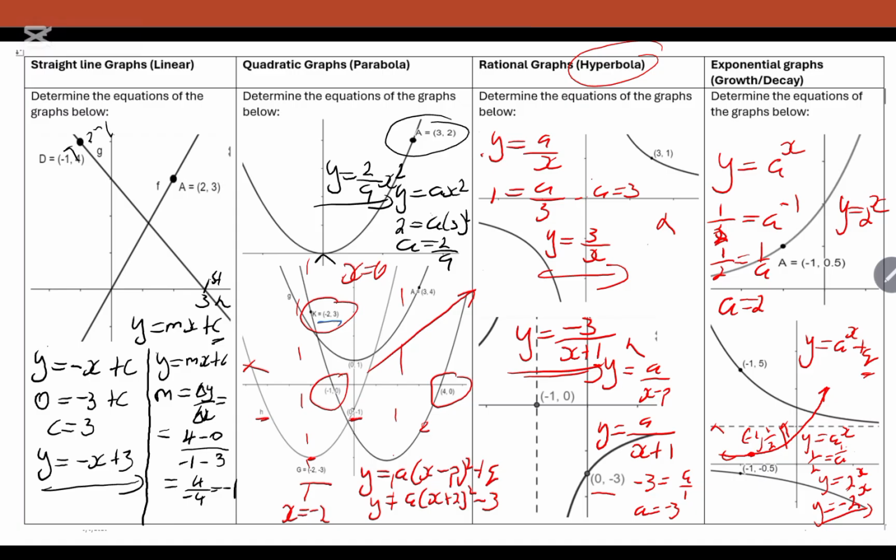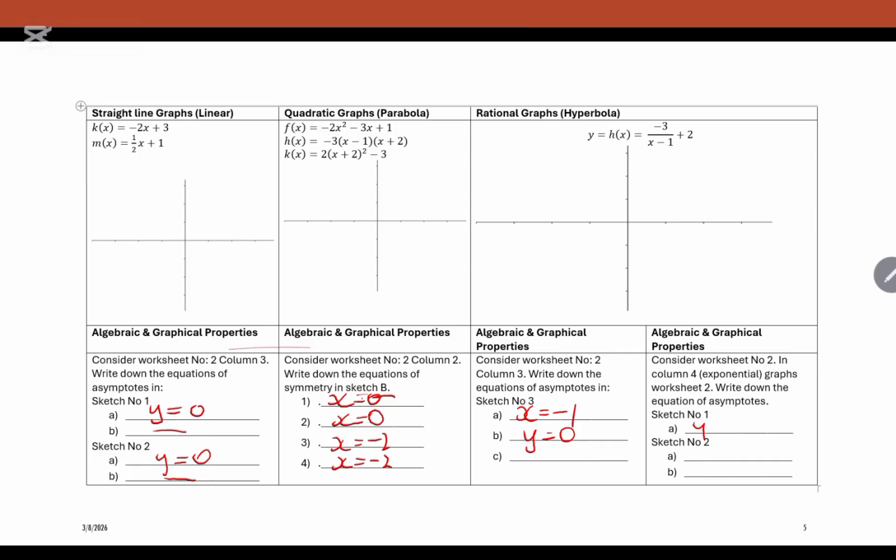So we're looking, consider worksheet number 2 in column number 4, the exponential graph. Write down the equation of asymptote. The equation of asymptote is the line y is equal to 0. In both of them it is y is equal to 0. There is no vertical asymptote.